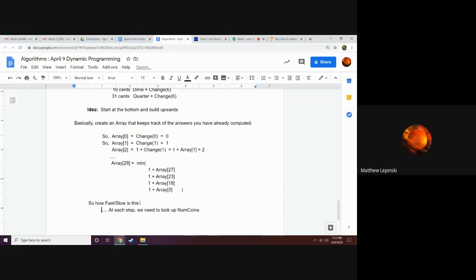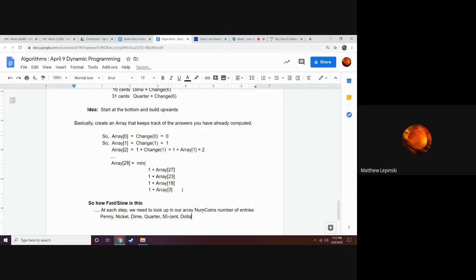So at each step, we need to go and look up in our array, num coins, number of entries. So this is like penny, nickel, dime, quarter, 50 cent, and then a silver dollar coin.